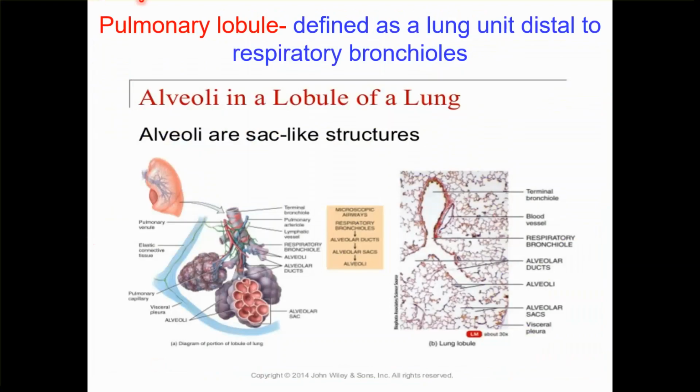So what is a pulmonary lobule? It is defined as a lung unit distal to the respiratory bronchioles. The alveoli are sac-like structures. The alveoli in a lobule of a lung can be seen here. Here you have the terminal bronchiole, and then the respiratory bronchiole, which is continuing into these alveoli. Further you can see the alveolar duct, and then the alveolar sacs and alveoli.